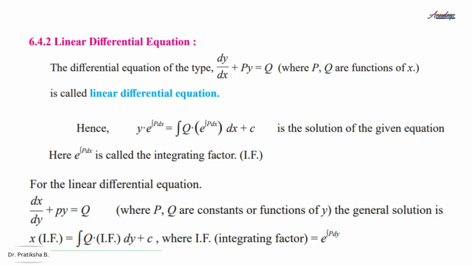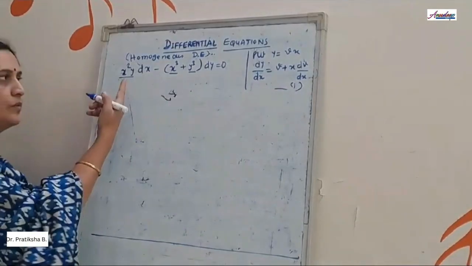If you have a differential equation of the type dx by dy plus px equal to q, then the general solution becomes x into IF equal to integration of q into IF dy plus c, and the integrating factor is calculated by e raised to integration of p dy. So let us now solve the first problem.